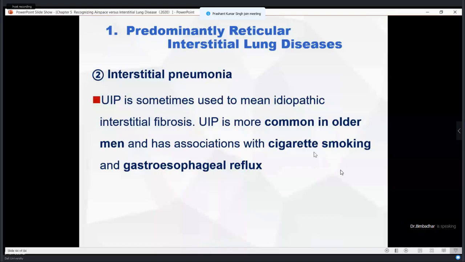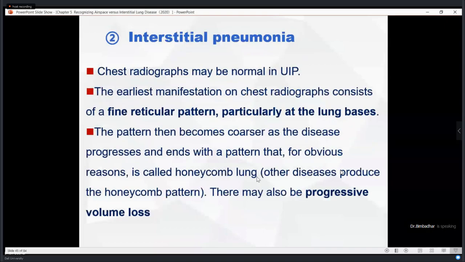Rather than getting into the pathophysiological mechanism, we will try to understand what exactly the pattern is and how it shows up on a chest radiograph. You have to understand that usual interstitial pneumonia generally presents with a fine reticular pattern, particularly along the lung bases. So it is along the lung base, and the pattern is reticular and it is fine.